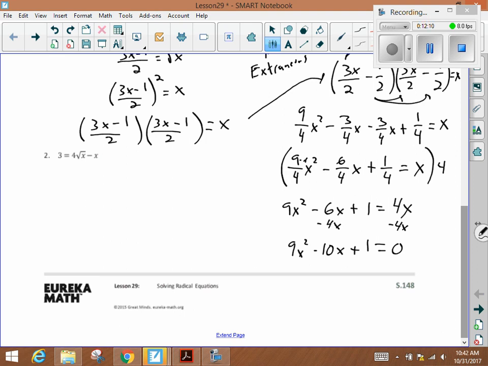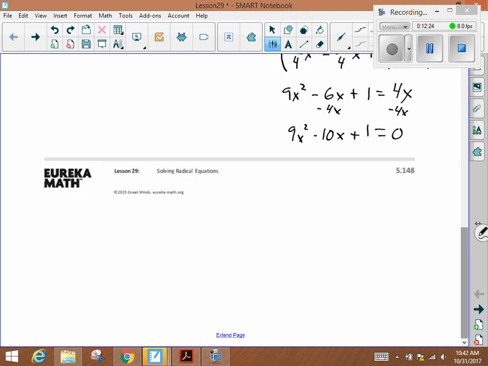I'm checking to see, right? I'm multiplying the 9 times the 1. And I'm seeing, are there two numbers that if I multiply them, I get positive 9, but if I add them, I get negative 10? Yes. There are two such numbers. Those numbers are negative 9 and negative 1.